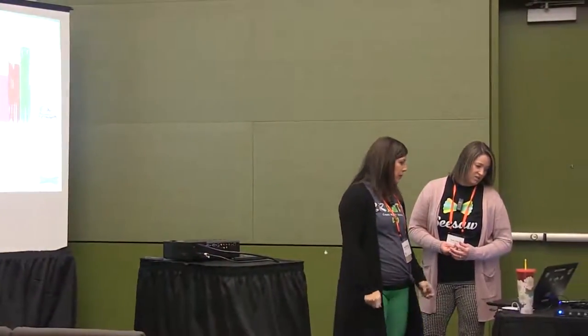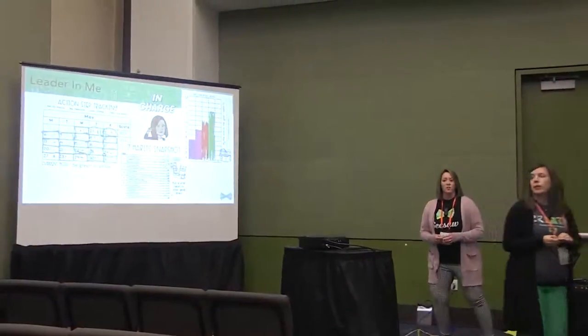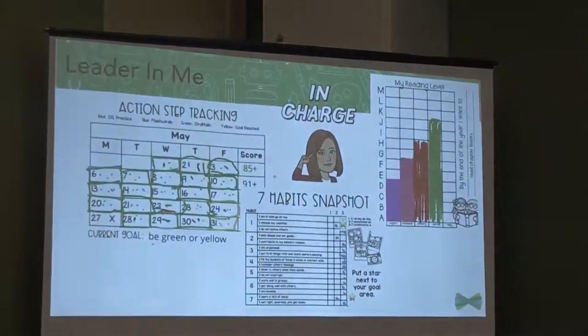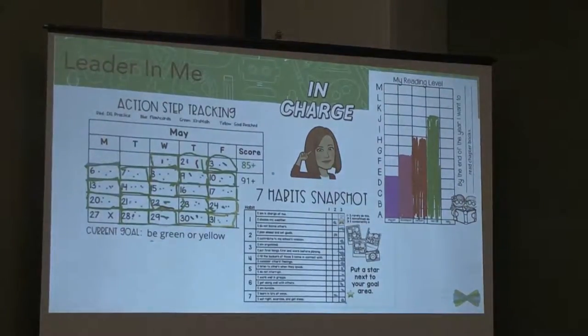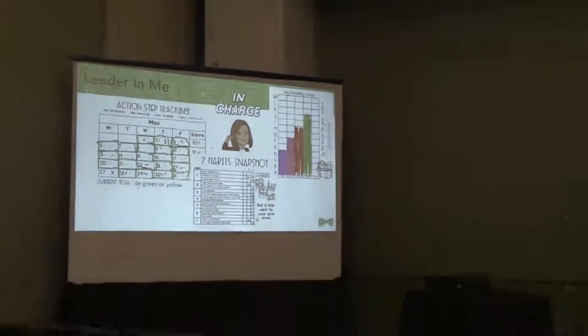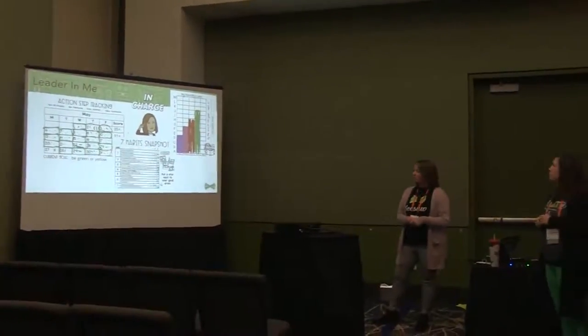This is a page. Our school has adopted the Leader in Me curriculum, and so we do a lot of talk about the 7 habits, setting goals, and tracking their goals. Something for us is that we track our action steps. In first grade, that means by the end of first grade, we want you to be better at math. We want you to be better at your math facts. So we use the app Extra Math to be able to do that.